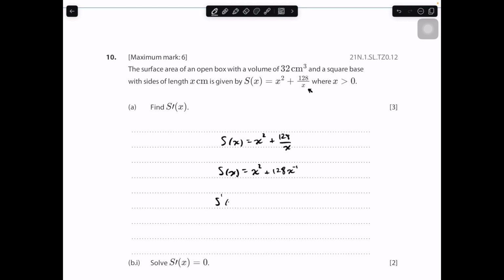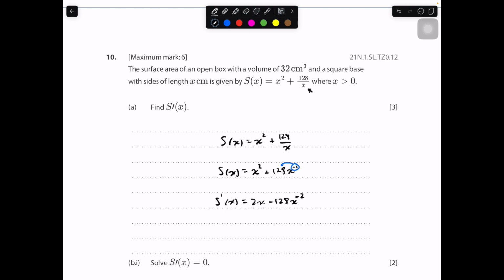Now we can take the derivative of this, s prime. It's going to be 2x. x used to be 2, now it's 1. Let's multiply this negative 1 out in front. This is going to be negative 128x. x used to be negative 1. Take away another 1. Now it's negative 2.